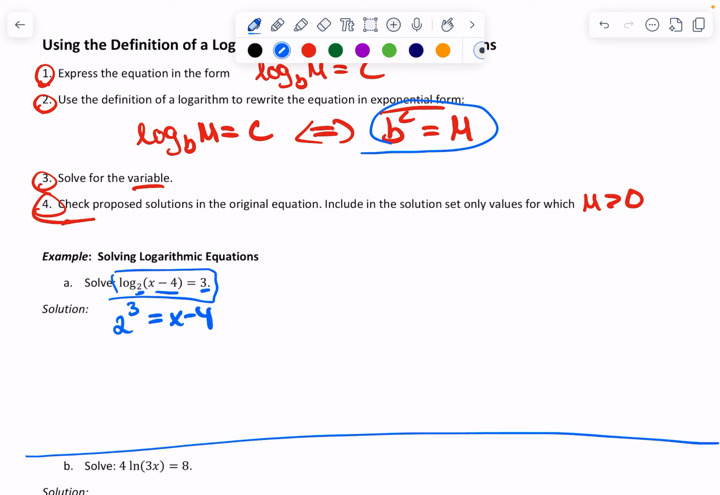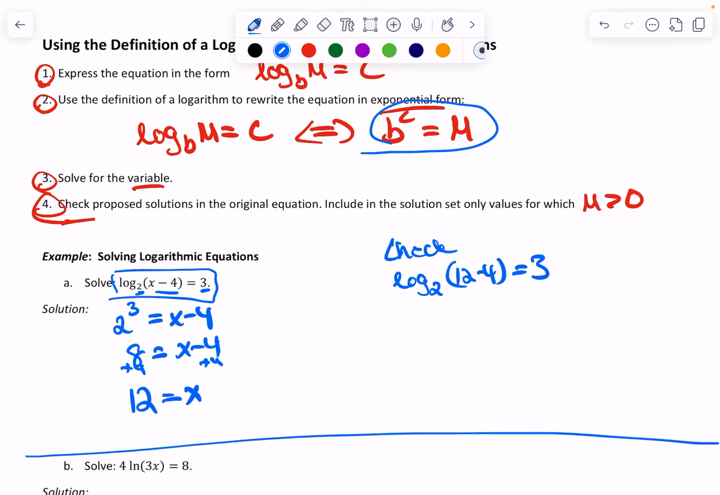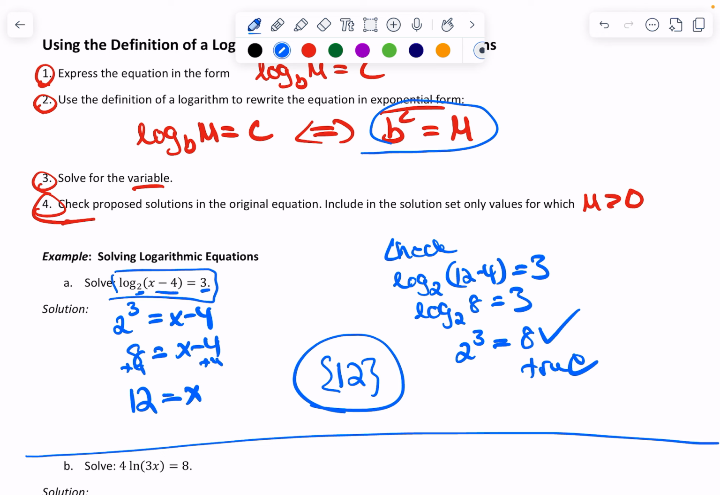So 2 cubed is 8. We add 4 to both sides, and we get x equals 12, or 12 equals x. We check in the original, so log base 2 of 12 minus 4 equals 3. 12 minus 4 is 8. Now our base is 2, exponent is 3, that is 8, so this is true. So we know that our answer is going to be 12 for this one.